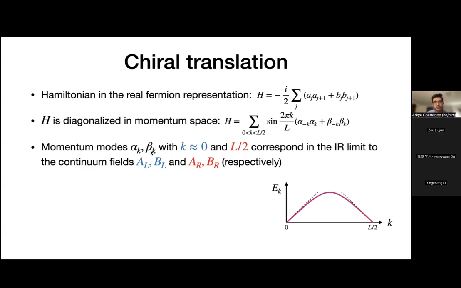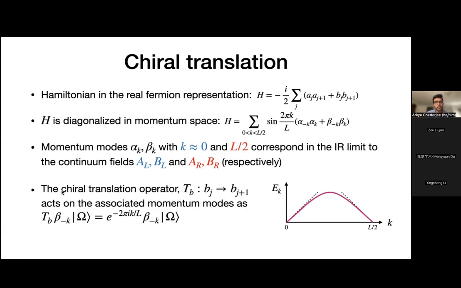The momentum modes alpha and beta at k near 0, the low energy modes near here, and the low energy modes near k equals L over 2 correspond to the left and right moving Majorana fermions in the continuum limit of the field theory. So A_L and B_L are sitting around here. A_R and B_R are sitting around here.